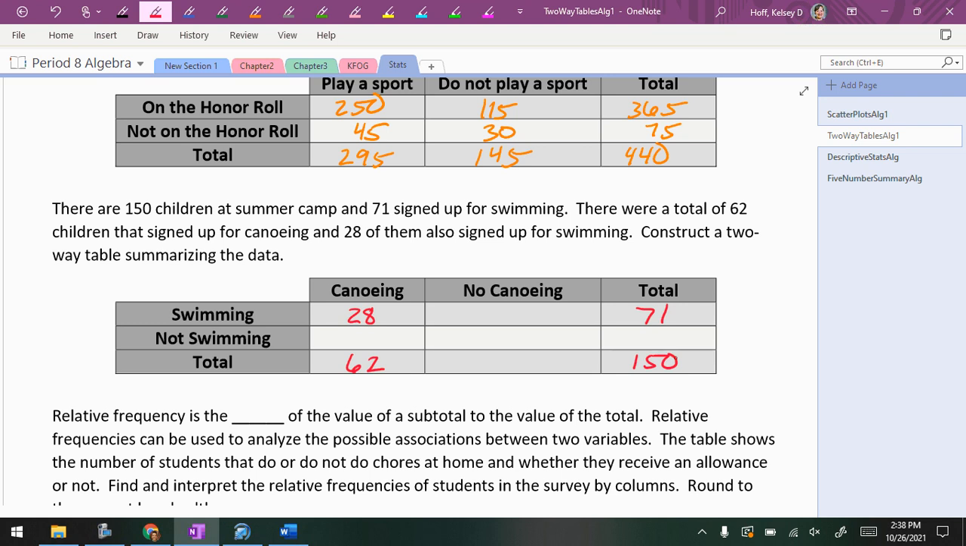Nicely done. So how do I fill in these boxes? Add and subtract. Fill them in. Let's double check. You do it on your own, and we'll double check. Add and subtract to get those numbers filled in there.